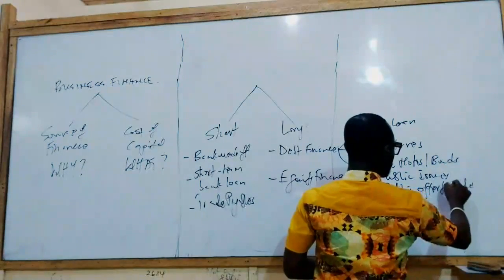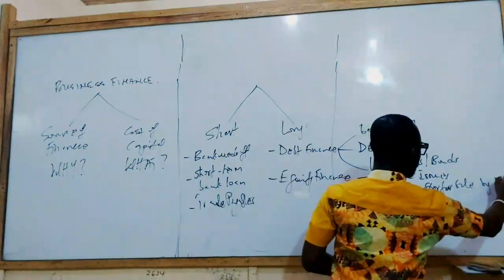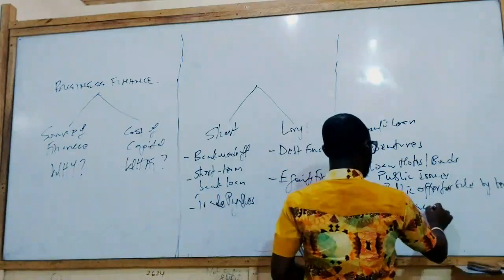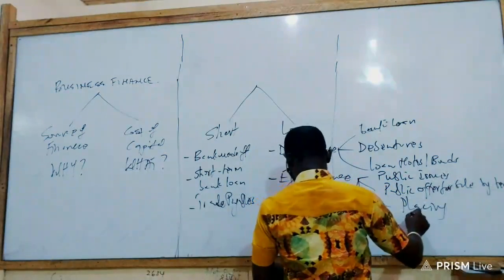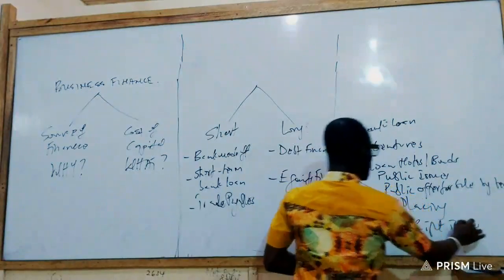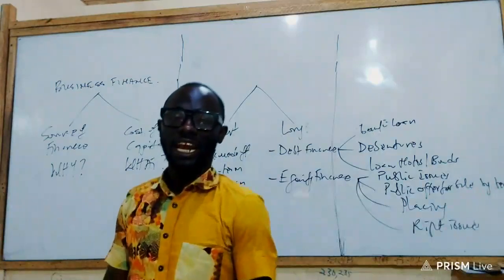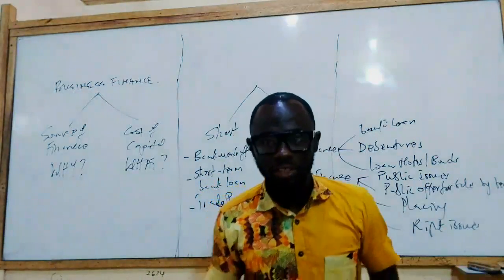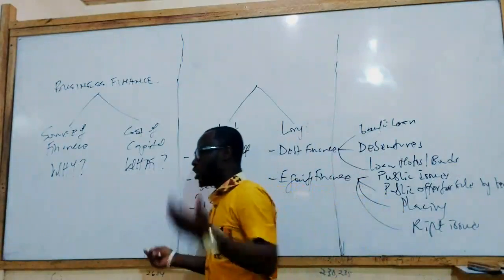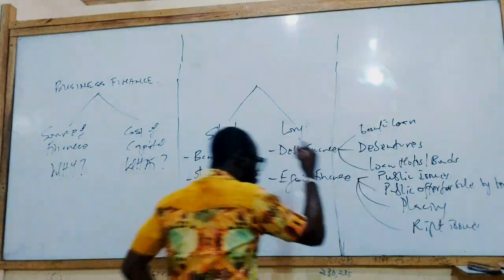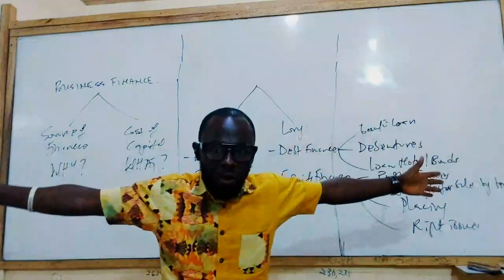Offer for sale by tender. The third one is placing, and the fourth one is rights issues. So a company that is already listed on the Ghana Stock Exchange market, or on the London Stock Exchange market, or on the New York Stock Exchange market will go for money on the stock exchange. Well, how will they go?